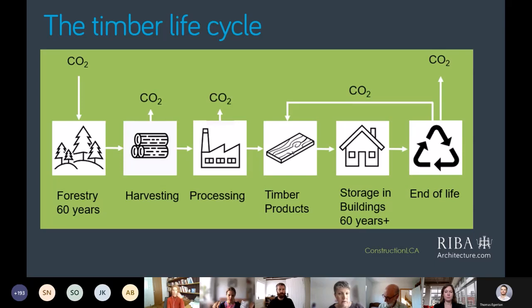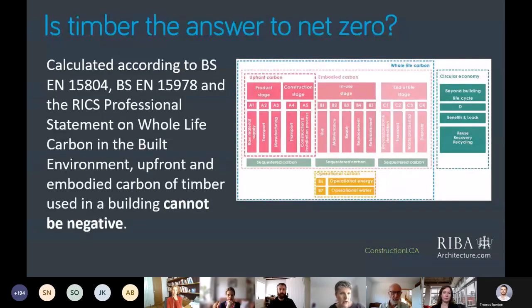There is a difference, however, in how this is looked at in the way that we calculate embodied and upfront carbon. We've seen problems in the way people are talking about their building being net zero or even carbon negative because they're using timber, and effectively that isn't possible. It isn't the way that it works. If we can go on to the next slide.